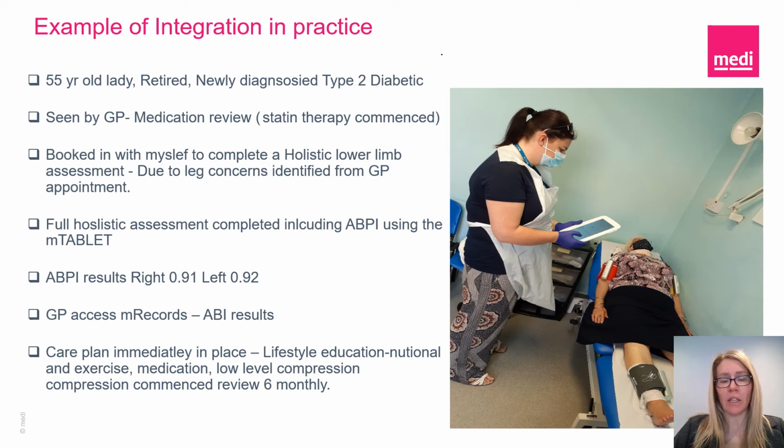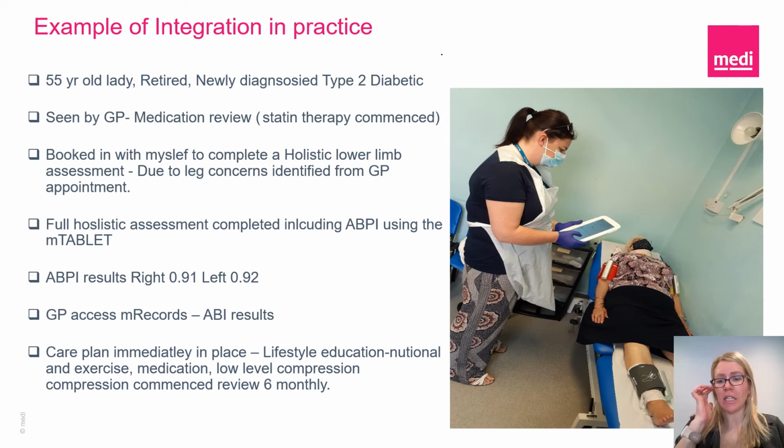This lady was seen by the GP, who then reviewed her medication and then booked her in with the nurse to have a full lower limb holistic assessment. And part of that holistic assessment was undertaking her ABI using the MESI mTablet. Her results came back as 0.91 on her right and 0.92 on her left, and during the discussion with the nurse, the lady identified that on walking she had some mild discomfort, which meant that she had to stop several times walking. Therefore, she was experiencing intermittent claudication. So again, signs and symptoms of some mild PAD going on.